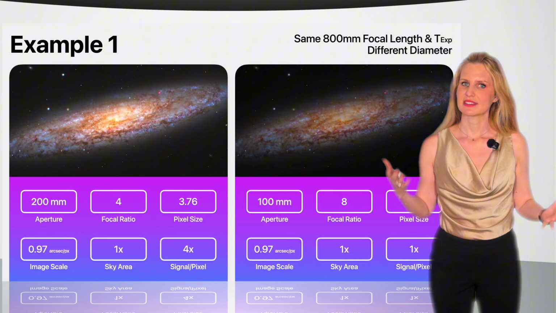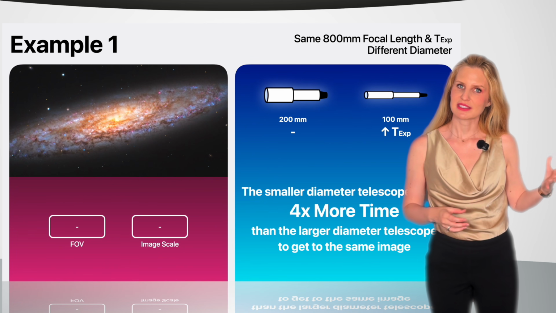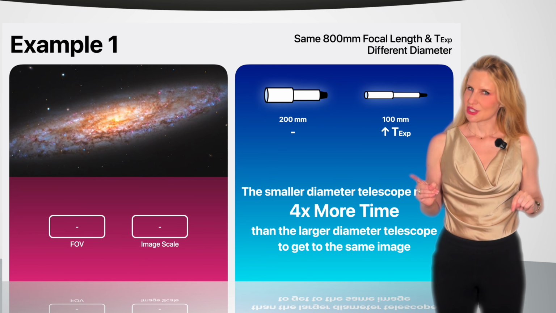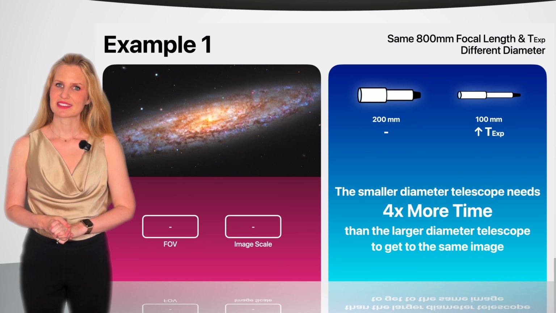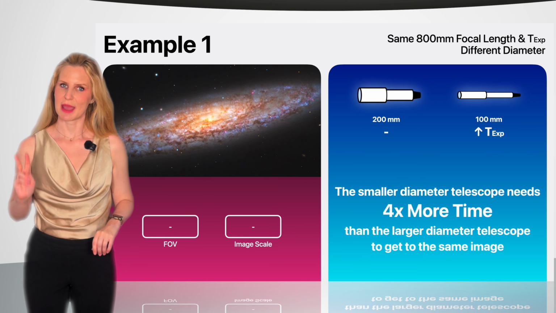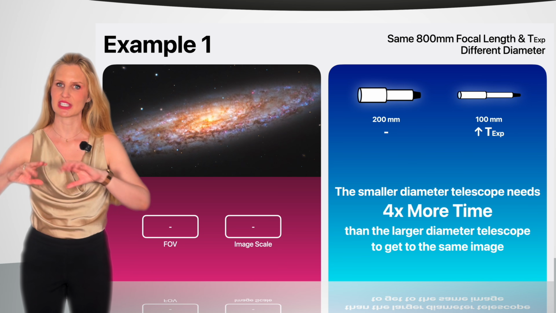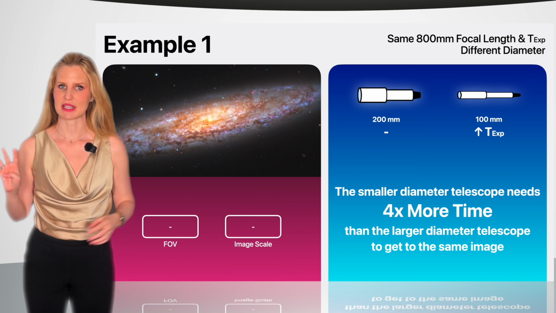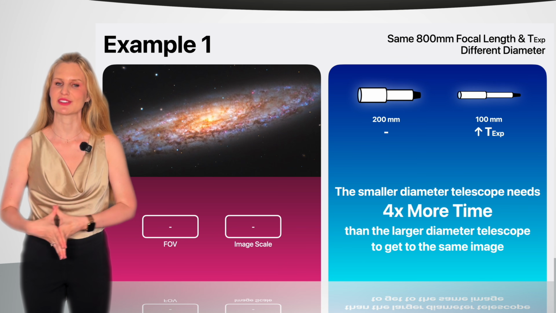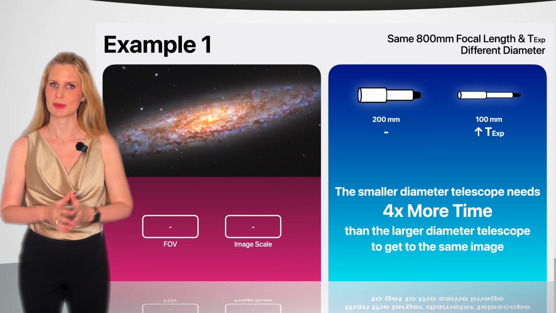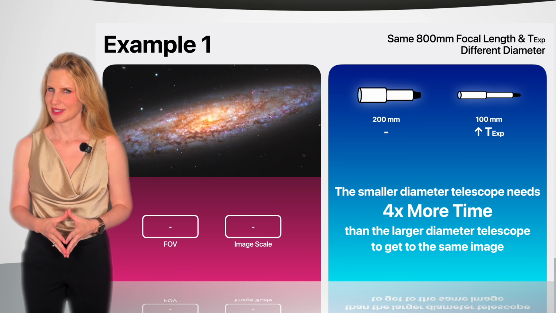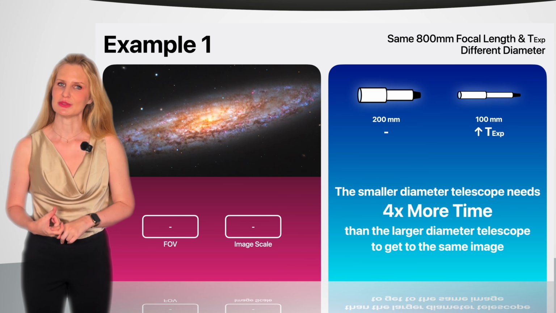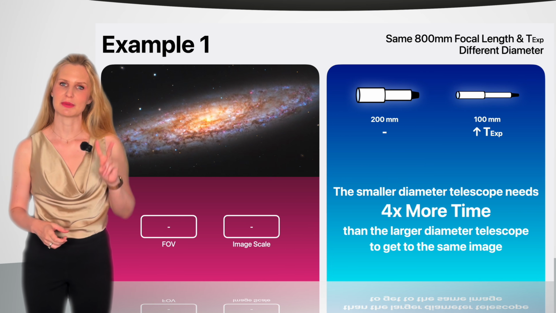So how can we get the same image using the slower f8 telescope? We would need to expose for longer. But how much longer? Since the faster telescope has twice the aperture diameter and light collection depends on surface area, we need to expose 4 times as long with the slower scope to gather the same number of photons per pixel. So, doesn't this mean the faster telescope is better? Before we jump to any conclusions, let's take a look at example 2.